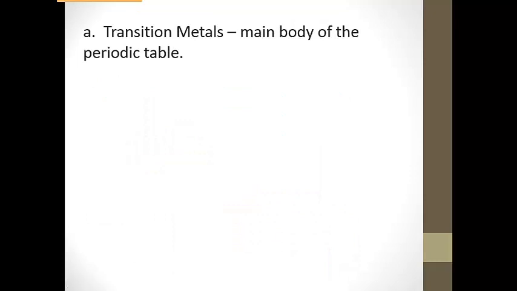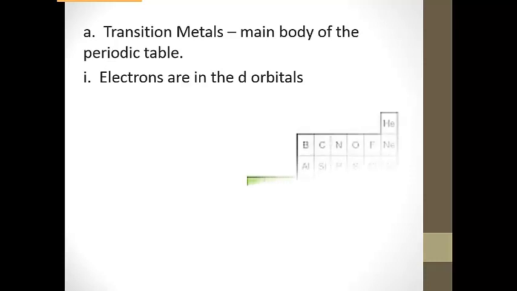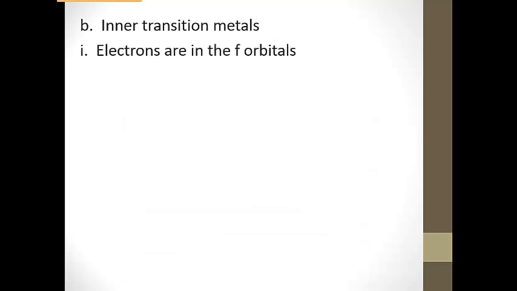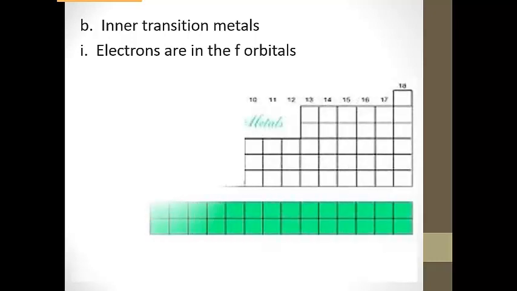The transition metals are the main body, and they are going to be the ones that have the D orbital. So that would be the one here that you see in green. Those are the transition metals. And then you also have the 2 periods that we pulled out and put at the bottom. Those are called inner transition metals. They're still transition metals. We just refer to them as inner transition metals. They make up your F orbitals.